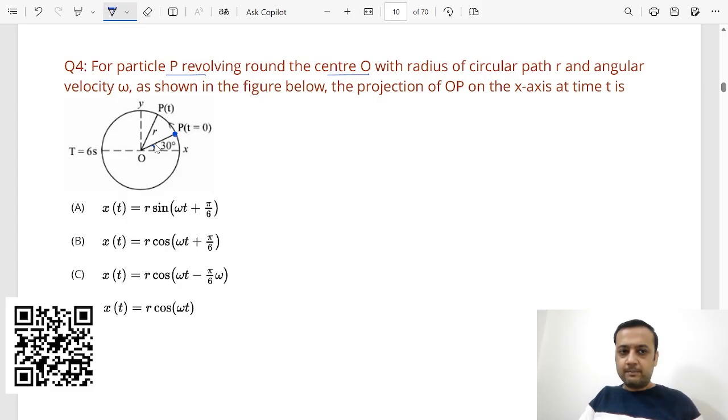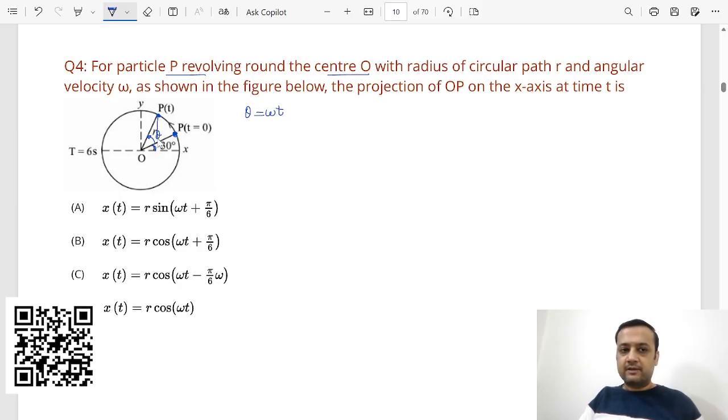So in time t, particle will rotate by the angle omega t. Theta is basically omega t. Theta is the angle by which the particle has rotated, and that value will be omega t. So let's say the particle is here after time t.